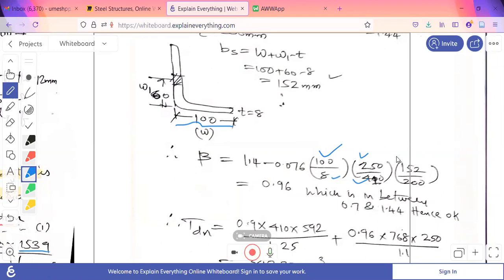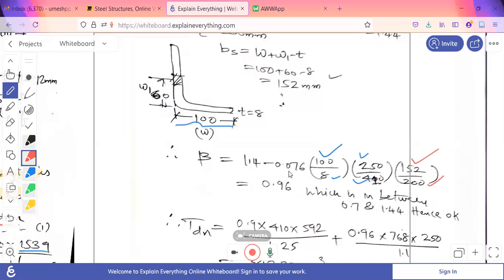152 by 200 is important. What is this? This you have to understand. How to understand 152 and 200. Once you do this, you can calculate beta. Almost the problem is over except for block shear. Okay, let us see that beta calculation again.